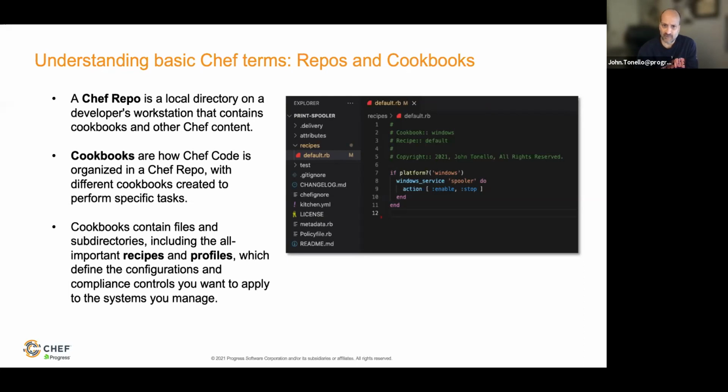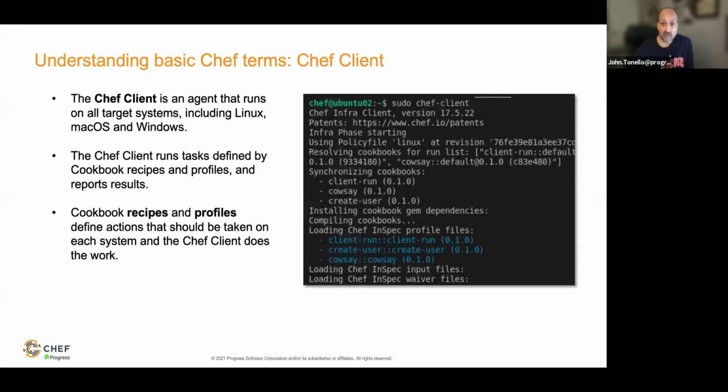But the example in this image is actually a short recipe. It's completely valid. It uses Chef code, and you can see it's saying, if it's a Windows platform, stop, and in this case, enable or disable the Windows service called Spooler. Completely valid, but this is a recipe that would live within a cookbook, that would live within a chef repo. It's basically all the code that you're working with.